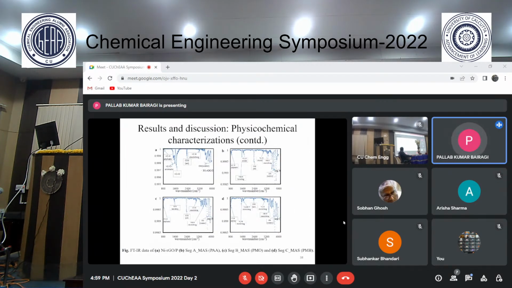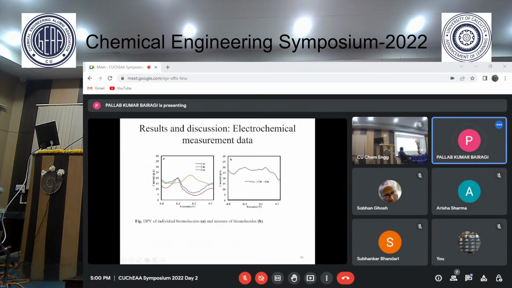These are the FTIR data captured at the surface of the electrode and in each segment of the prepared sensor electrode, which confirmed the formation of polyacrylamide at the surface of the electrode in segment A, polymethyl orange in segment B, and polymethylene blue in segment C. It was then further tested in clinical samples for measuring the applicability of the material developed in this study for glucose, cholesterol and creatinine.